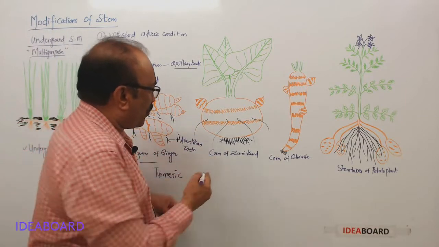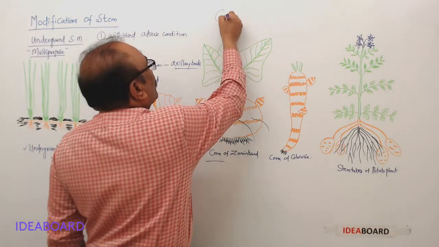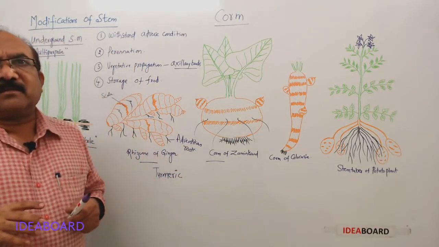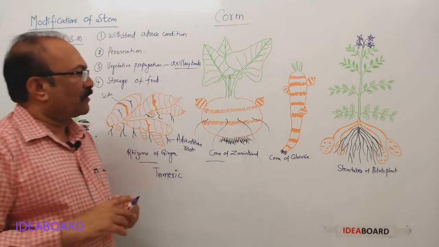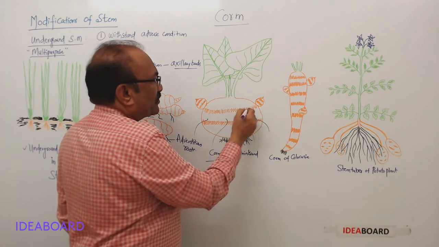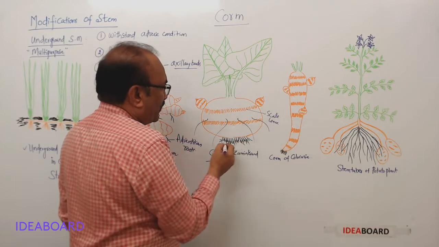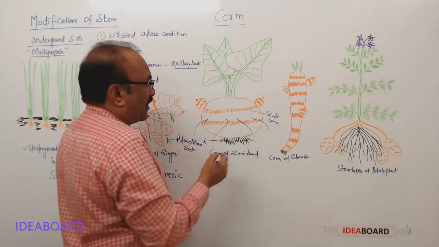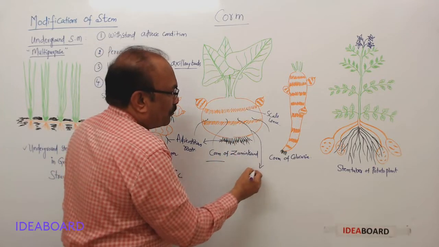Another example, corm. A corm is a vertically growing underground stem. You can see this is vertically growing, and this is also vertically growing. And this one also has these scale leaves. And you will find some adventitious roots here. In addition to adventitious roots, you will find some long roots which are called pull roots.